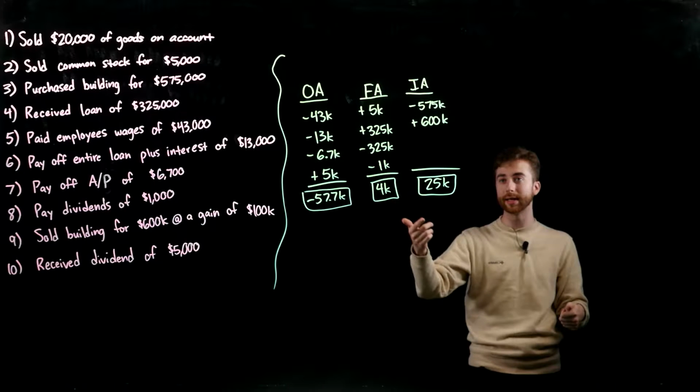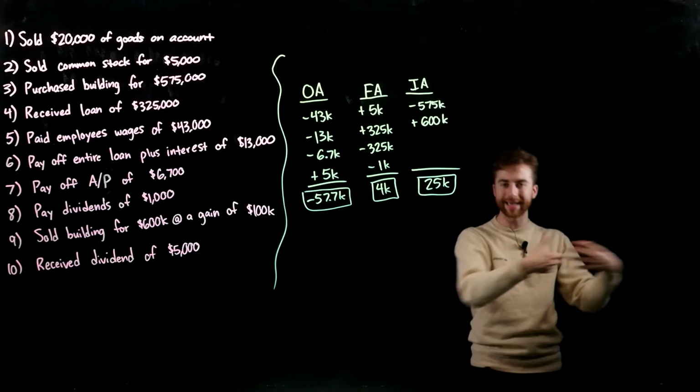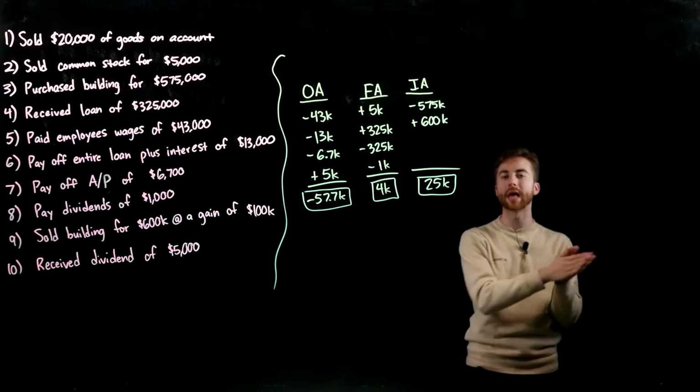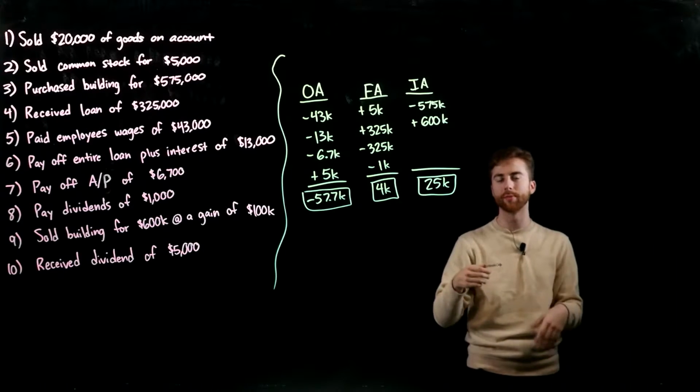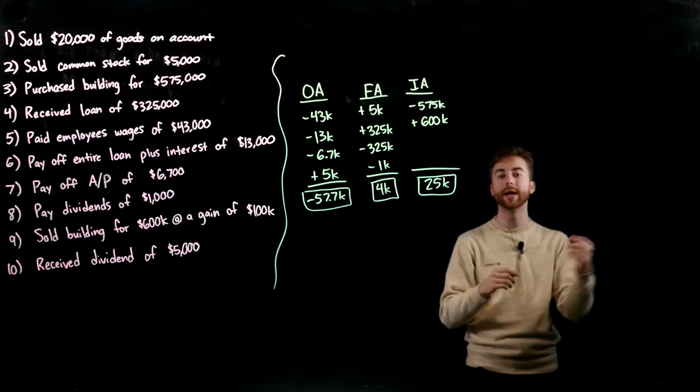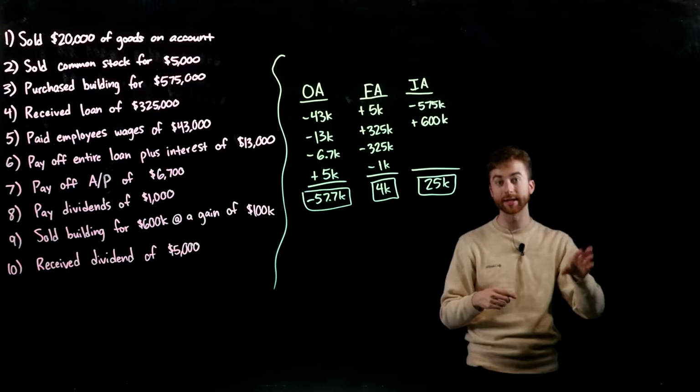So it's just going to be an inflow, because we sold the building, we get the cash of $600,000, for an investing activity, because it's the sale of that long-term asset instead of the purchase of one, which you might normally think of as an investing activity. But again, other side of that same coin: to buy it, it's investing, so to sell it, it's also investing.